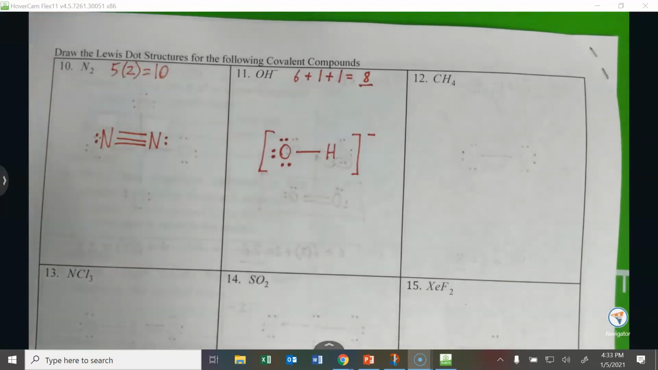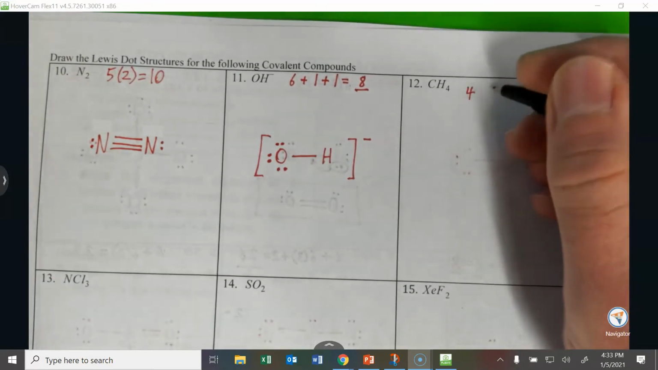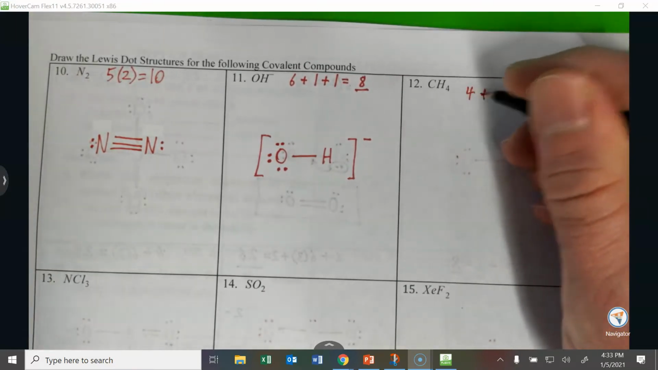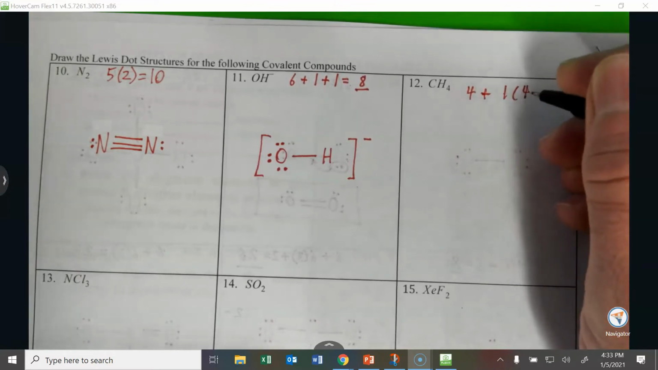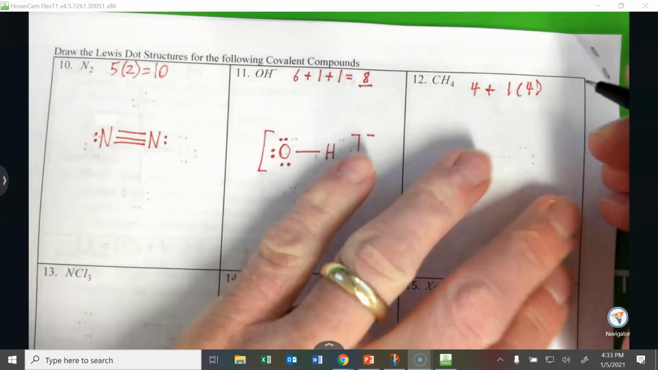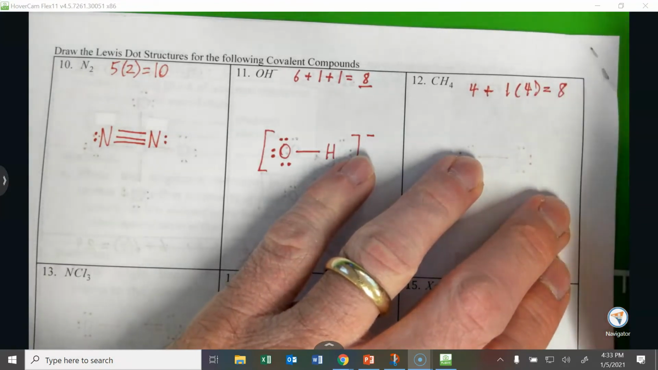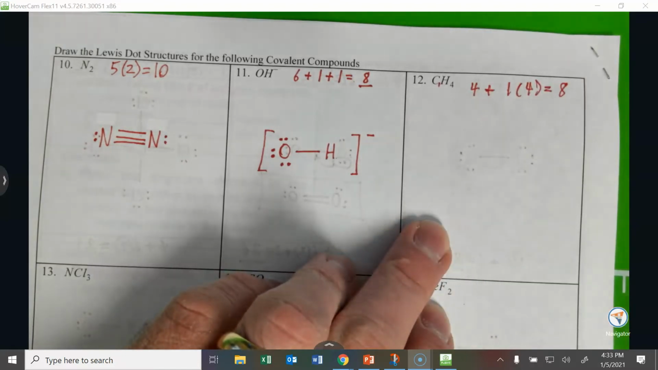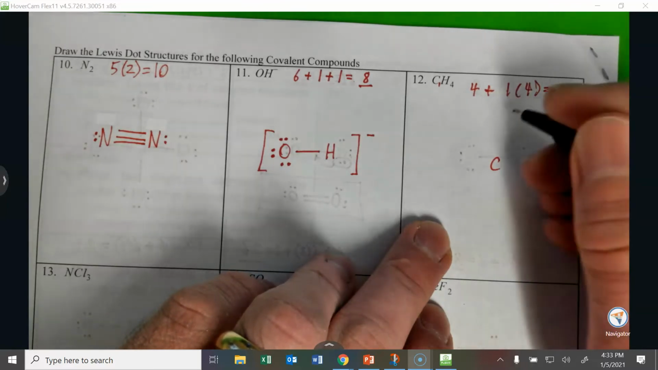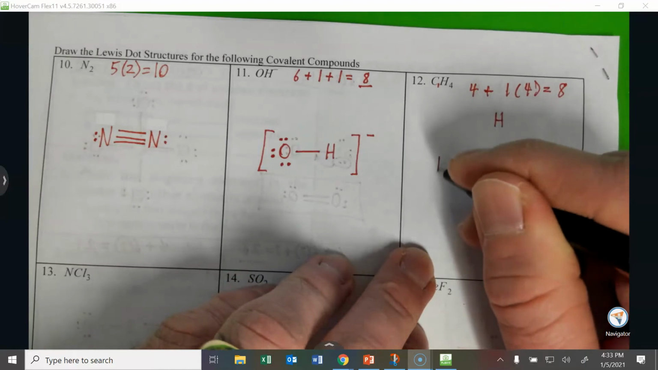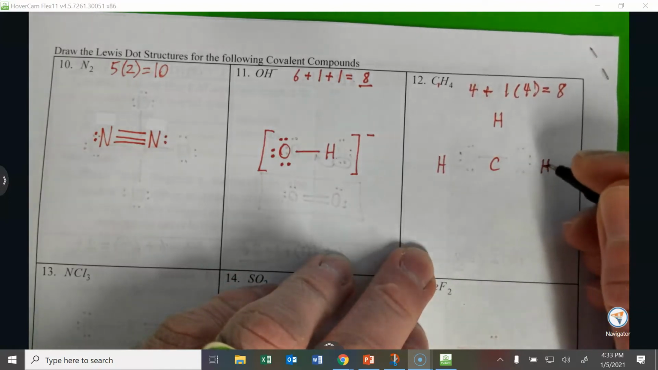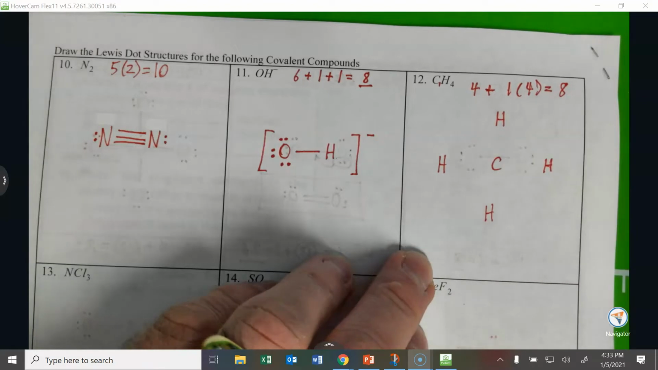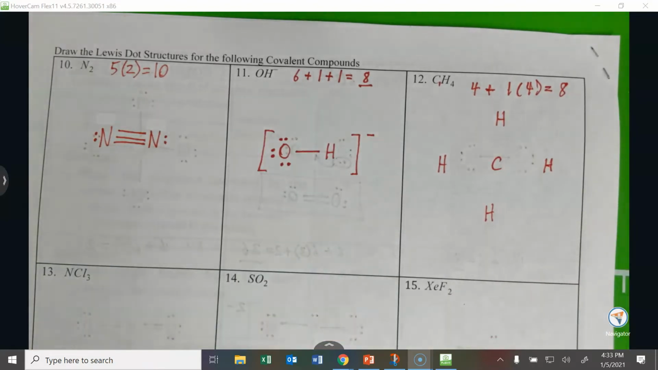Look at CH4. 4 valence electrons for carbon, plus 1 for each hydrogen, multiplied by 4, because of the subscript. 4 plus 4 is 8. Put carbon in the middle because it's our singleton. There's only 1 of them. So I'm going to put carbon in the middle, and I'm going to put the 4 hydrogens around it. 1, 2, 3, 4.